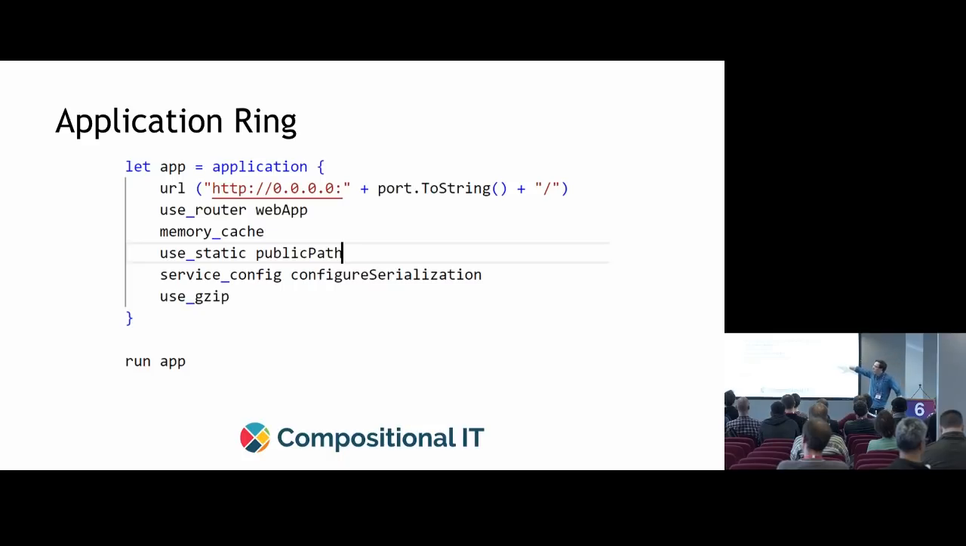So we get the opportunity to say easily, the URL that you're going to listen to is this URL. You're going to direct it through this router. You're going to use a memory cache. Everything static is going to go through this public path. Let's configure our serialization for our services. And then we'll use gzip encoding as well to compress everything down. And then it's just a case of a simple run app, and it works.